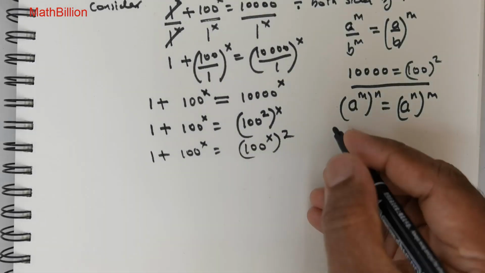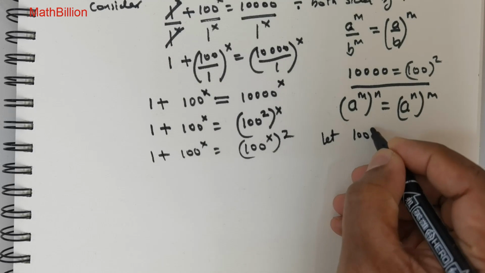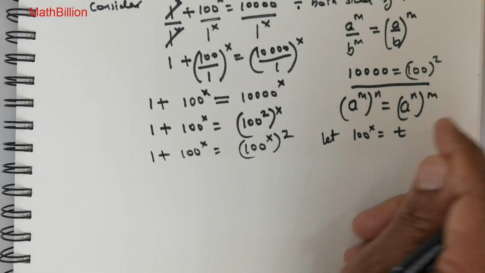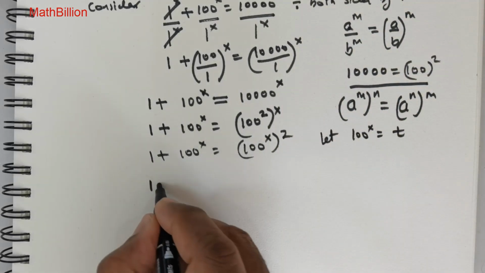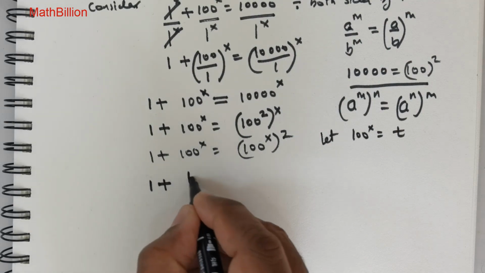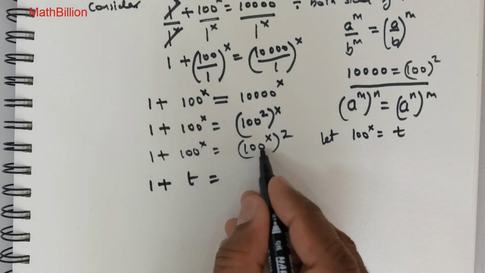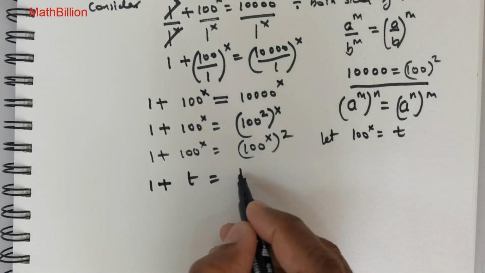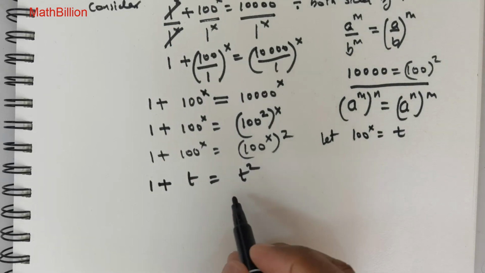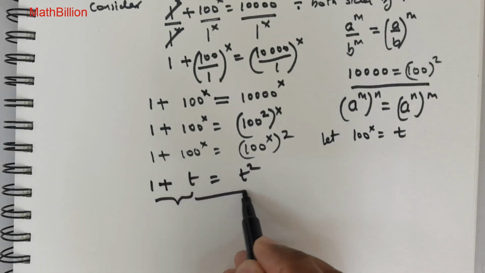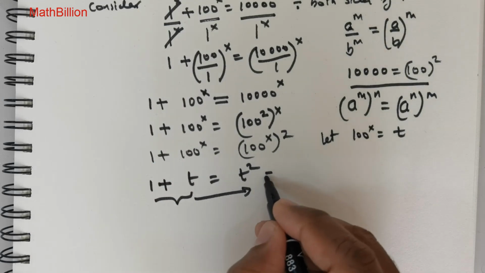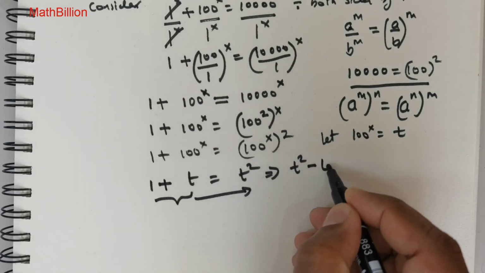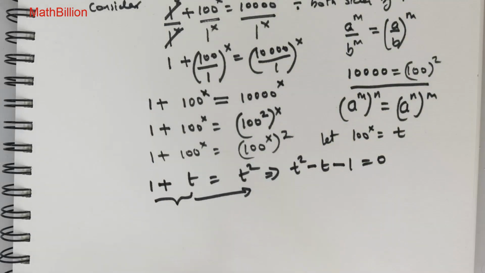Now what I wish to do is let 100^x be equal to some t. So this is going to be 1 + t = (100^x)^2, and 100^x is t. There is a 2 there, so this is going to be t squared. Now move these two to the right hand side. So this would be t^2 - t - 1 = 0.